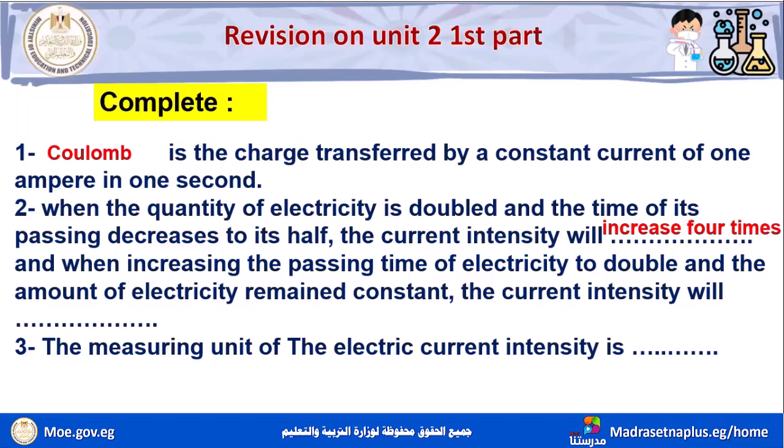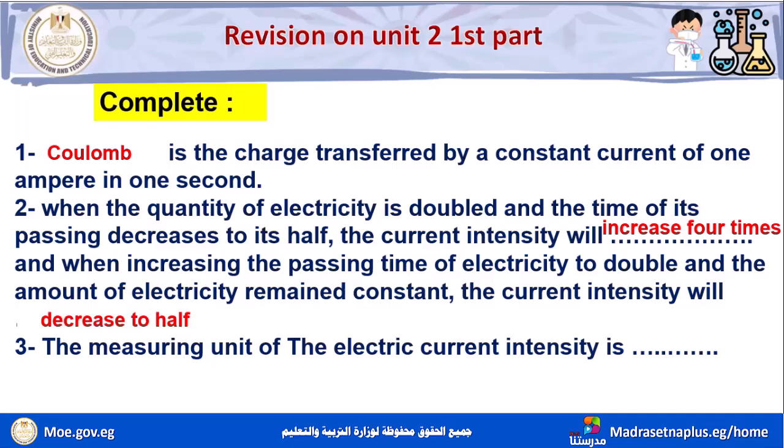And when increasing the passing time of electricity to double and the amount of electricity remains constant, the current intensity will decrease to half. نعمل numerical application, okay, وبنعمل calculate the current intensity.